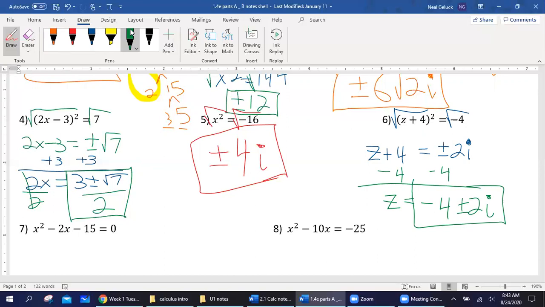So those first 6 problems, we could take square roots. The big thing to remember was that there's always a plus or minus when we take a square root in an equation.